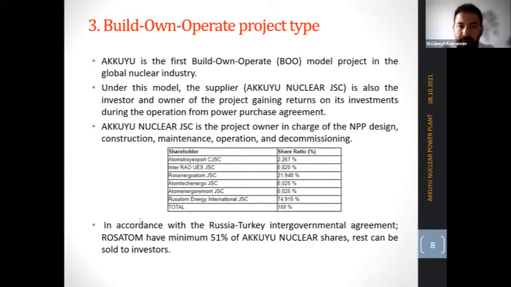So when we look at the final shareholders of the company, we see all of them are from the Russian side, and the largest shareholder is Rosatom, the Russian company. According to the agreement, Rosatom will have a minimum of 51% of Akkuyu Nuclear JSC shares. The rest can be sold to investors, to the Turkish side or the Russian side or any other companies. But a minimum of 51% means that the owner of the company will be the Russian side.